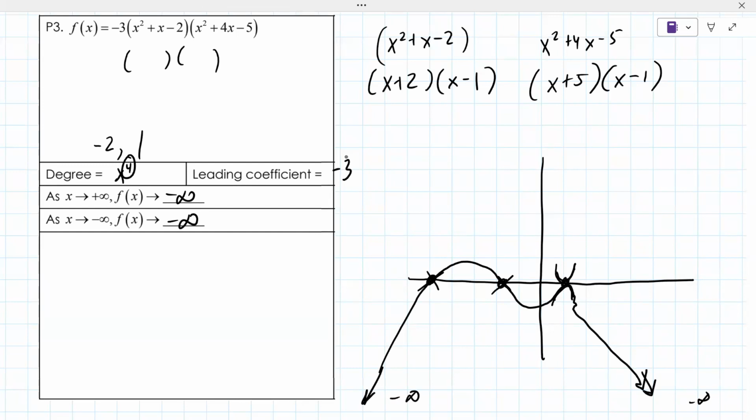The next one is kind of similar to that. It's the P4.